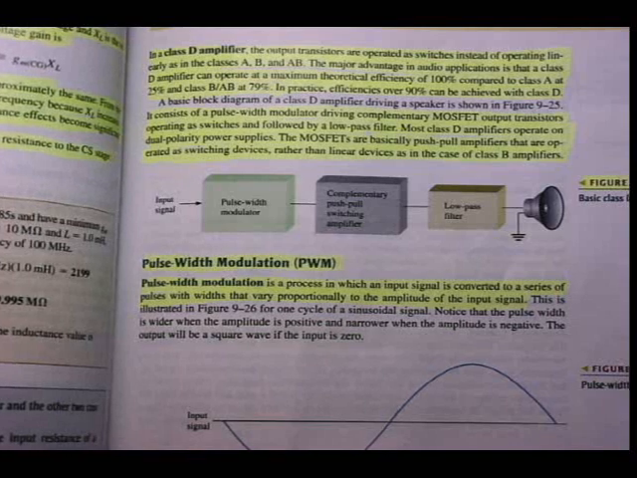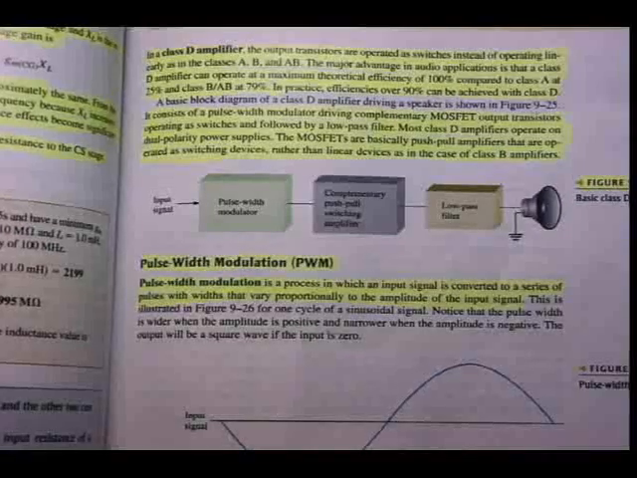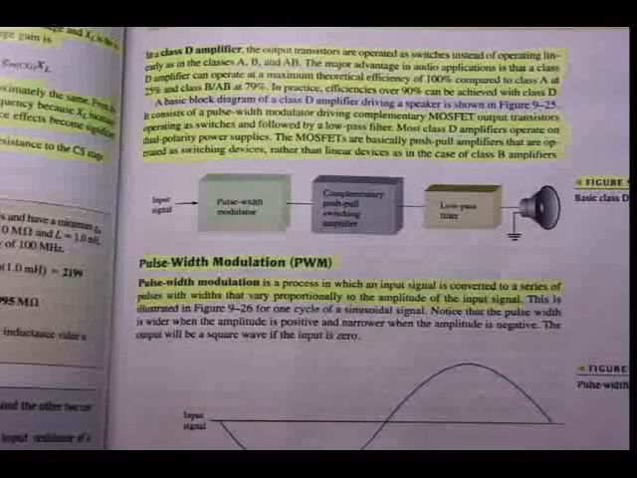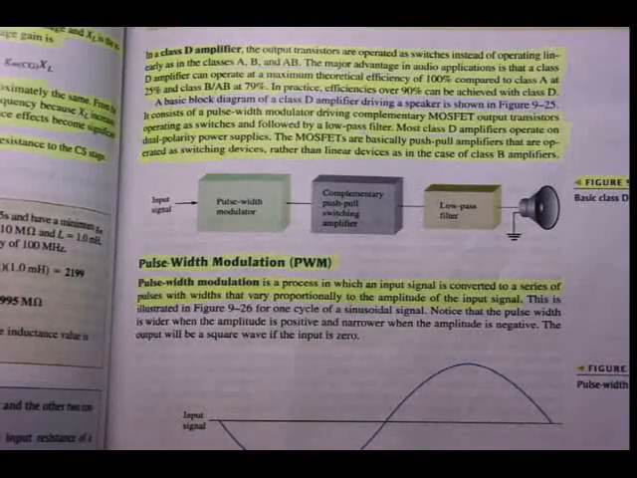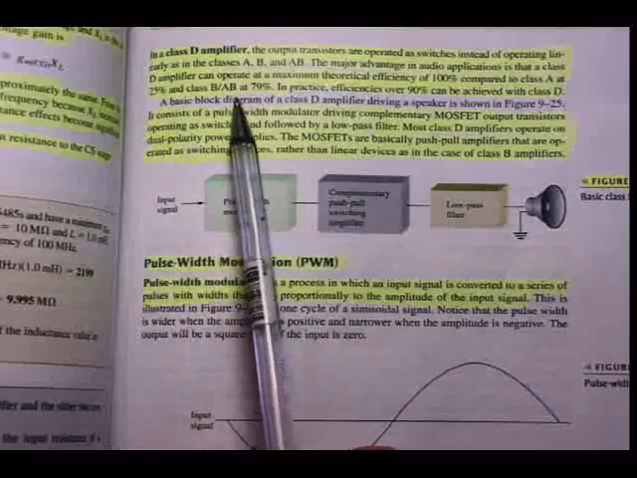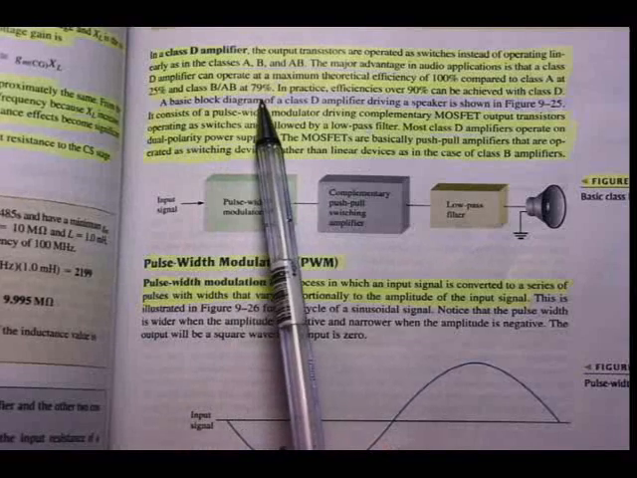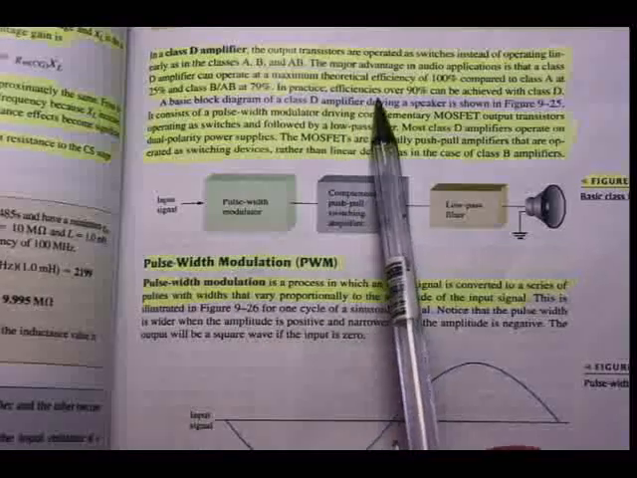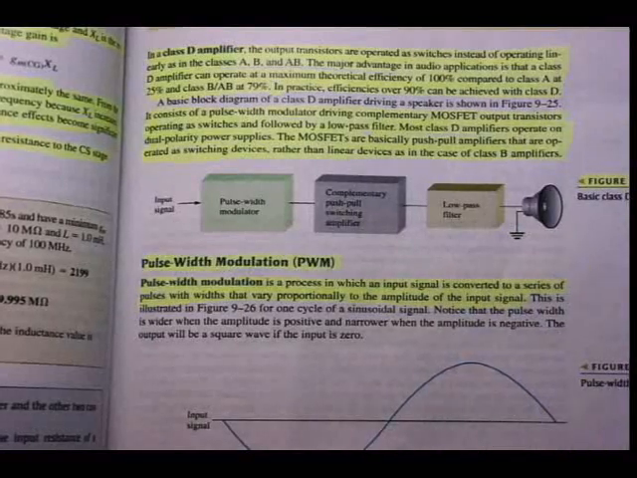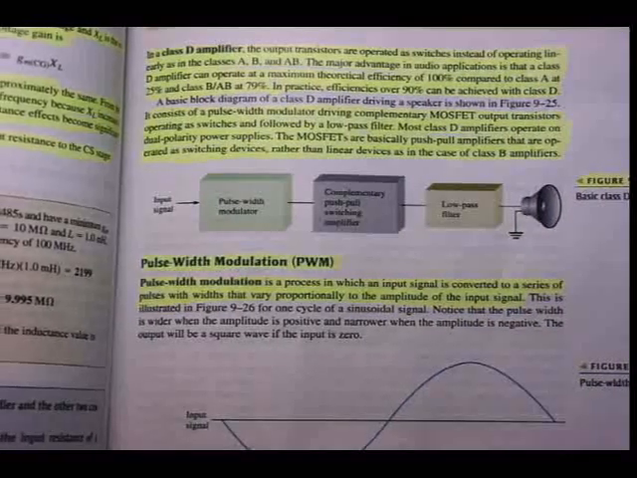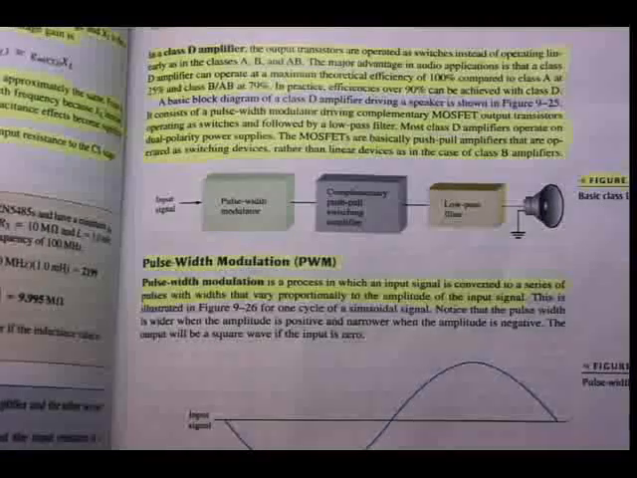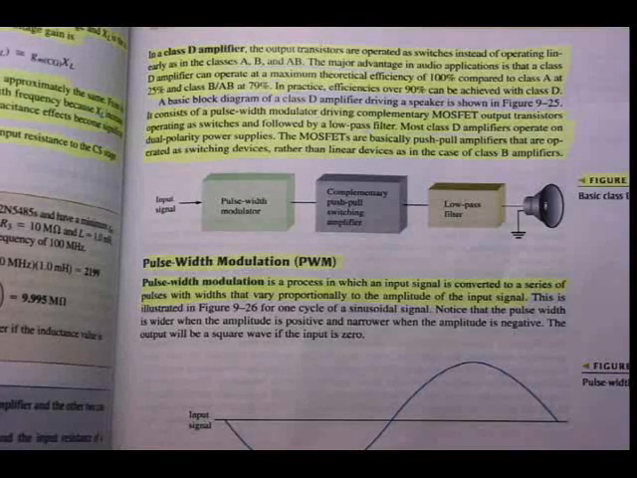The major advantage in audio applications is that a Class D amplifier can operate at the maximum theoretical efficiency of 100%, compared to a Class A, which was 25%, if you can recall, and a Class B or AB at 79%. In practice, efficiencies over 90% can be achieved with the Class D. Of course, theoretically, 100%. But nothing works 100%, so there are some losses and so forth, but it is very high, it's above 90%.